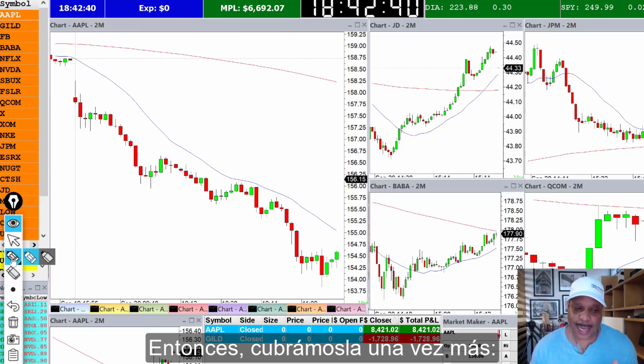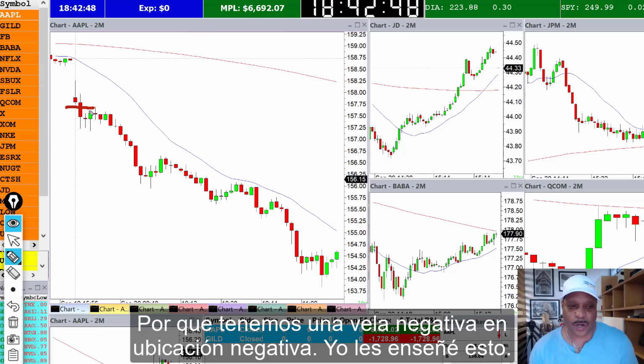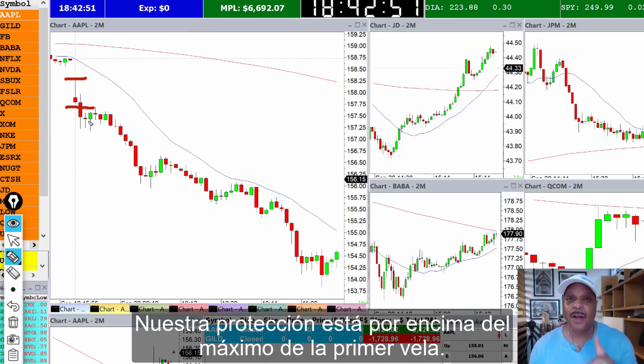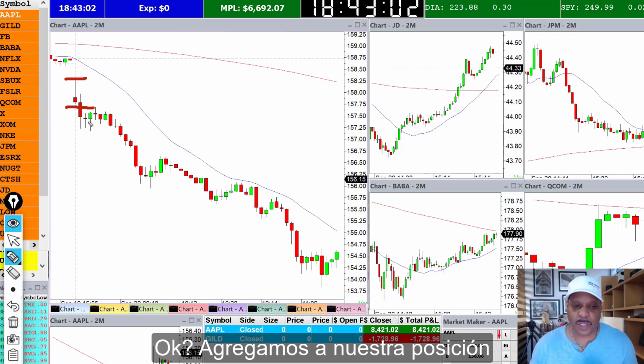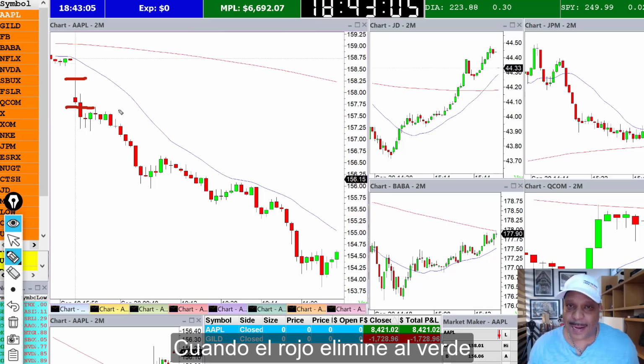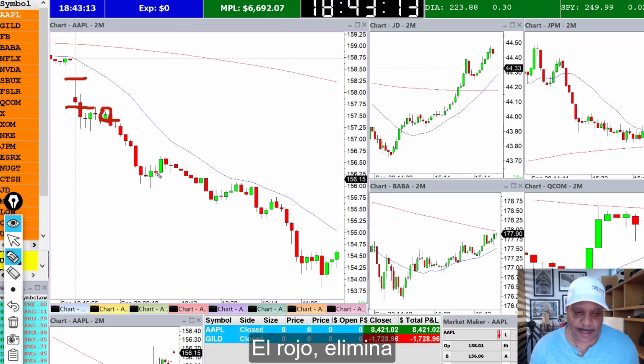So let's cover it once again. We enter under the first bar's low because we have a negative bar in a negative location. I taught you this. Our protection is above the high of the first bar, so that if we lose, we only lose one bar, but if we win, many bars. Okay? We add to our position when red takes away green. So we add here, red takes away this green. Red takes away this green. Add.